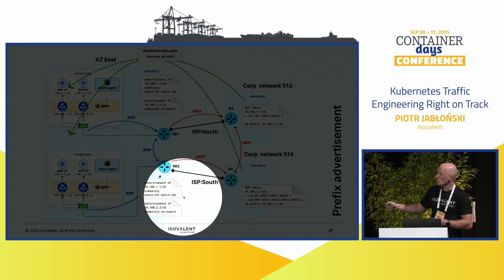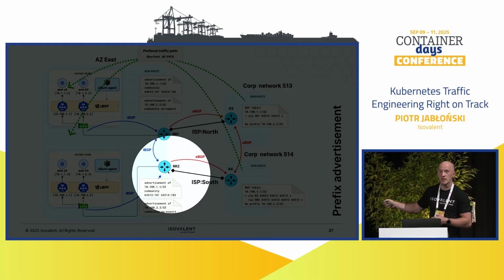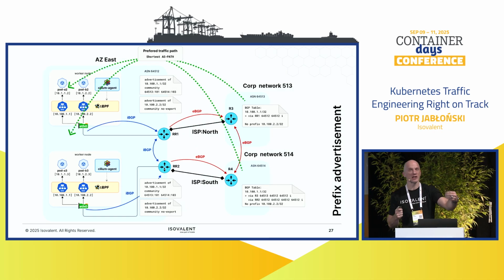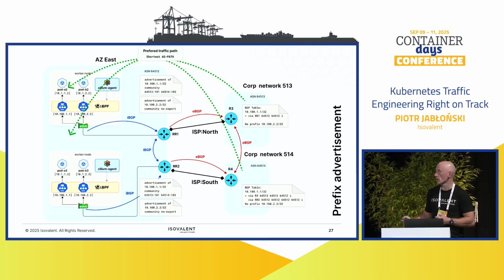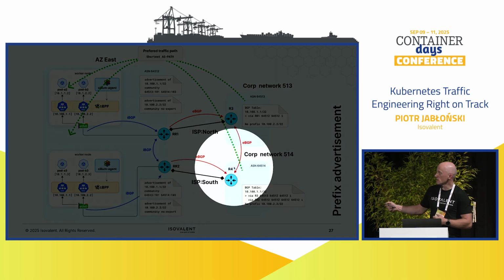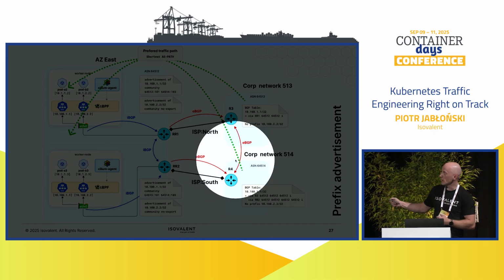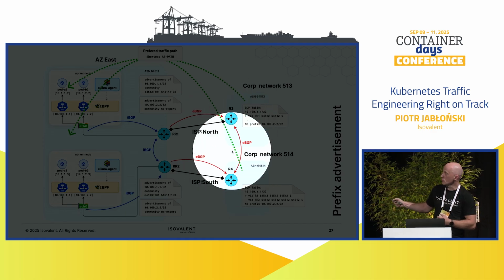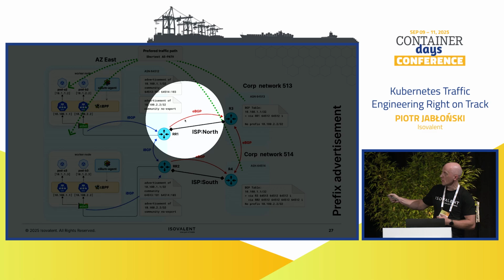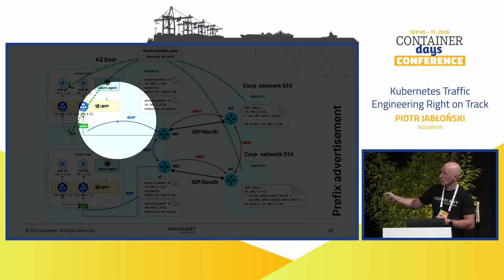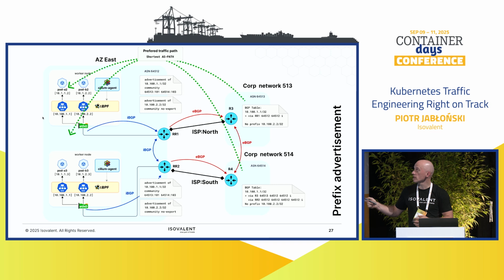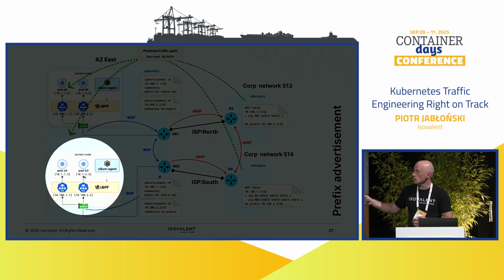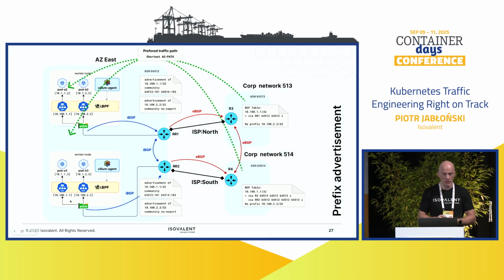the AS path by prepending. Prepending means artificially adding an additional autonomous system to make the AS path longer. In that way, router number 4 will make a decision to divert the traffic through router 3, then route reflector 1, and then to the host located in availability zone east, not the bottom one.